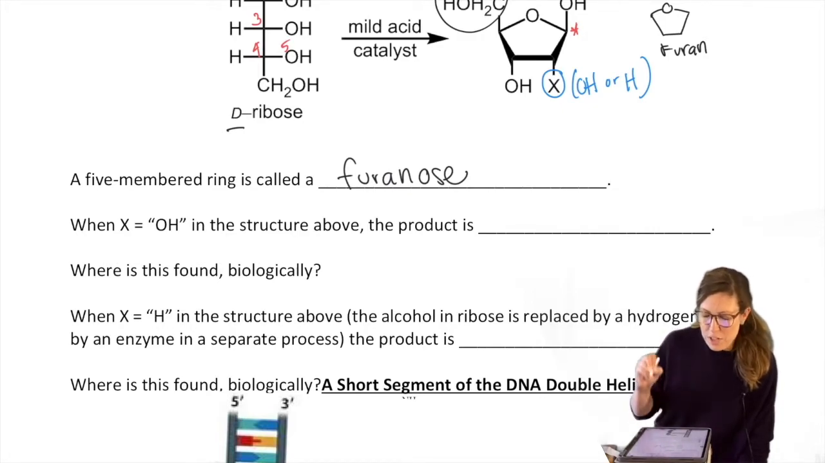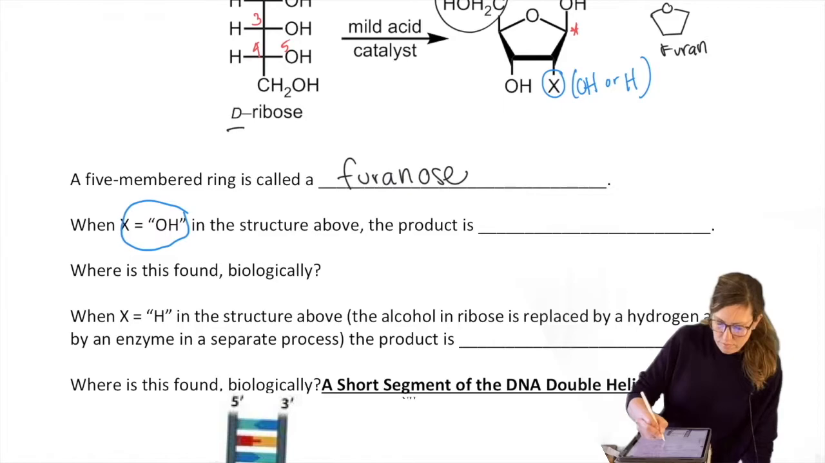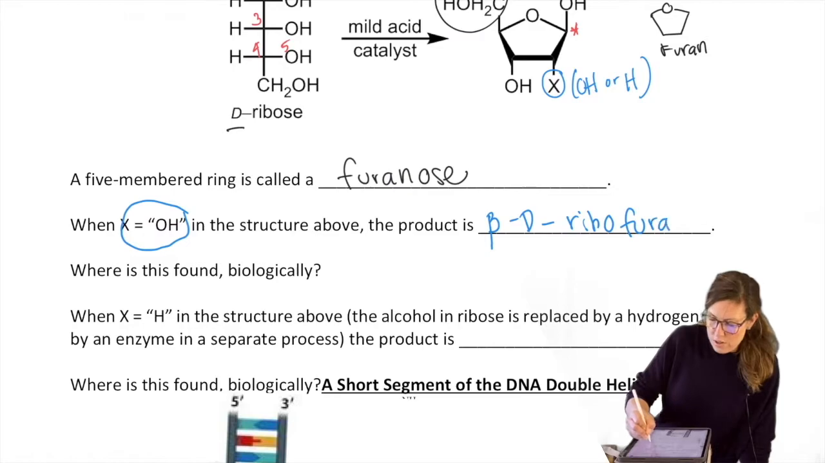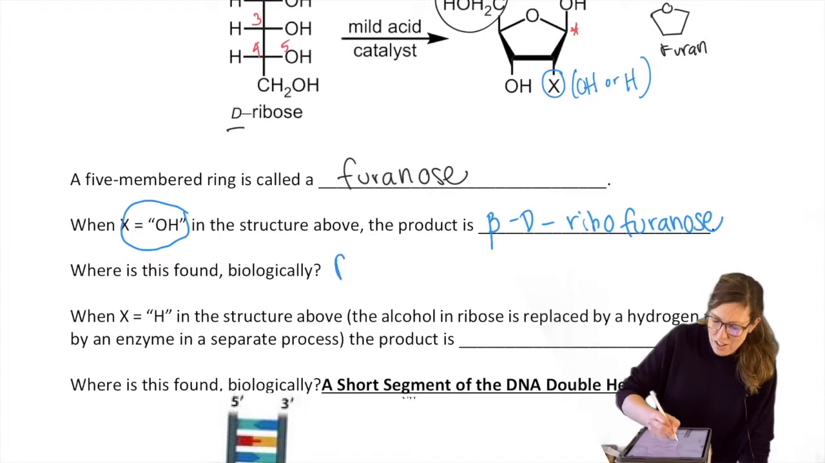So let's give the full name. Let's say we have OH as our X value. The product is beta, D. You always include those descriptors. Ribo, the prefix to tell us which sugar it was. Furanose. Ribofuranose. Is that an example? Ribofuranose. Ribonucleic acid, right? RNA.